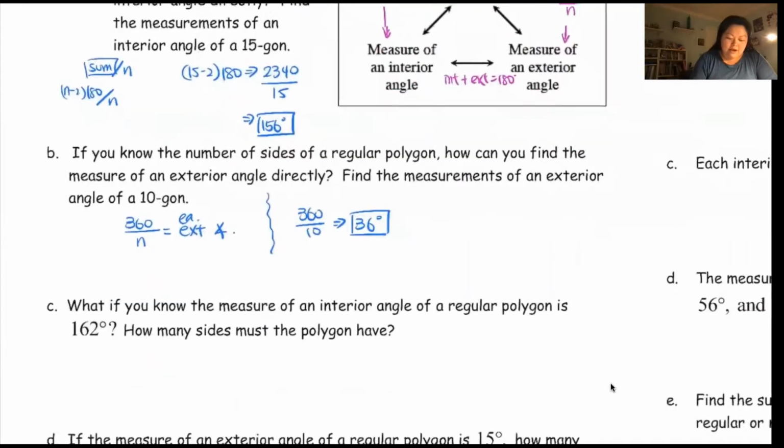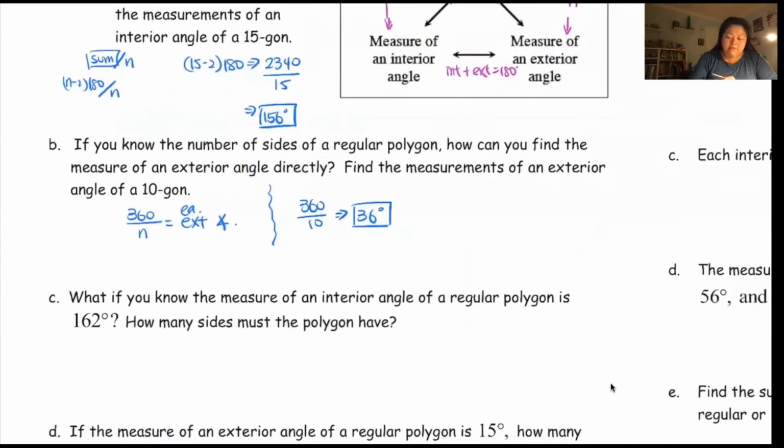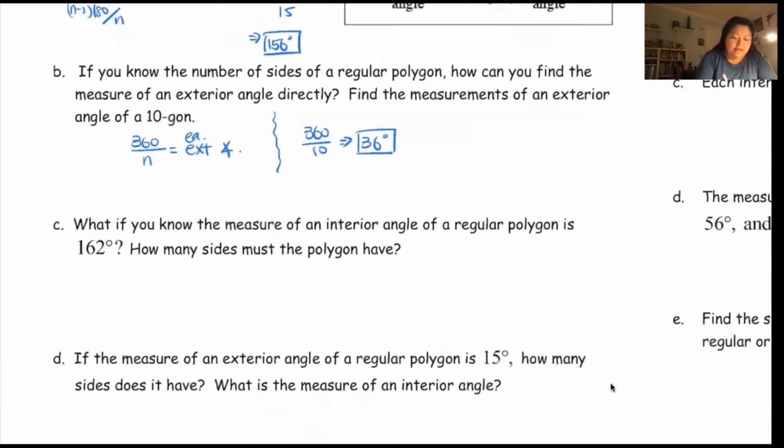Okay, all right. What if you know the measure of an interior angle of a regular polygon is 162 degrees? How many sides must the polygon have? Okay, now this is a little trickier. We got to work backwards. We're going to take our formula because we know that this is each interior angle. So the formula was n minus 2 times 180 divided by how many sides the polygon has, right? And we know the measurement is 162.